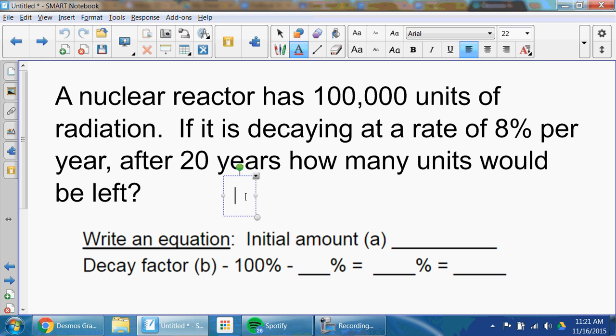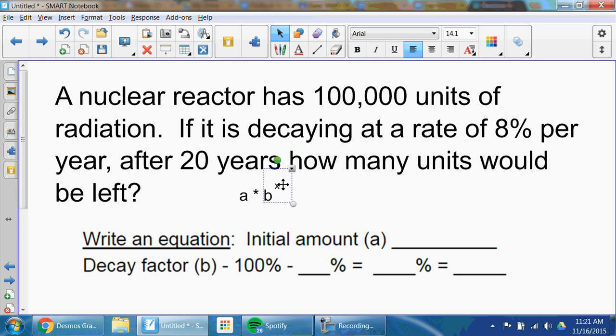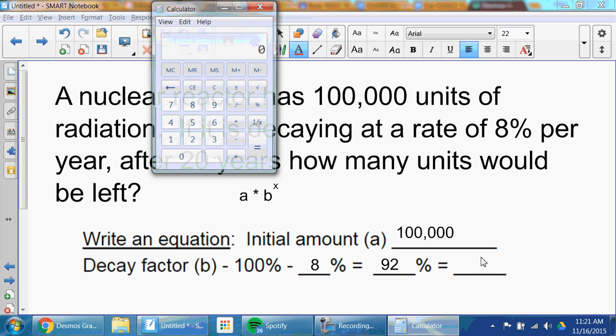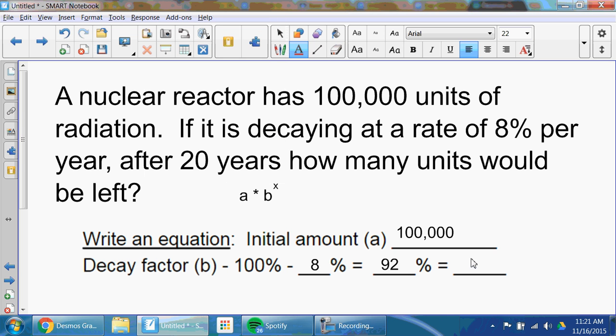It's still our same A times B to the X power. That's still what we are looking for. It's just different numbers, and our B value has to be different. So my initial amount is something I can find. It's a whole number for me here. It's 100,000. If you look, the decay factor says 100% minus the percent, which is 8%. So I do 100% minus 8%, which gets me 92%. Then to change 92% to a decimal, I'm going to do 92 divided by 100. That gives me 0.92 as my decimal.